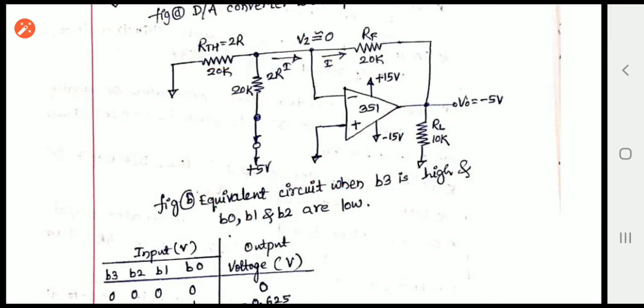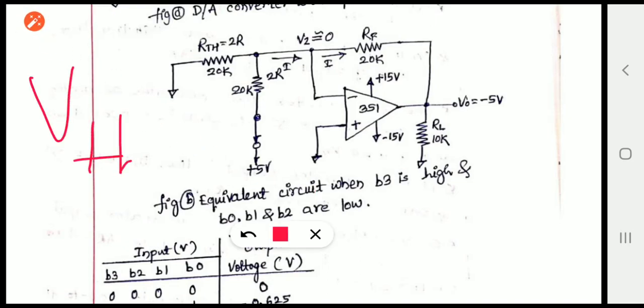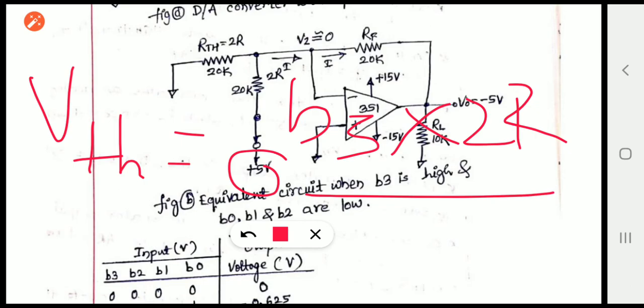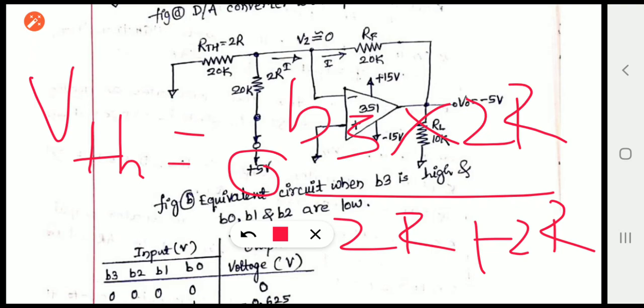To determine the VTH value across this resistor, using Thevenin's equivalent which we already know, we can write VTH equals B3, that is 5 volts here, into 2R divided by 2R plus 2R. This you already know, Thevenin's equivalent voltage, VCC into R2 divided by R1 plus R2, the same thing I have done here. If I solve this, the denominator becomes 4R.